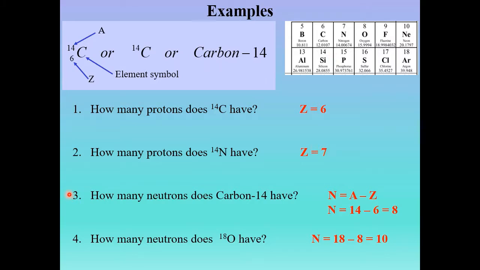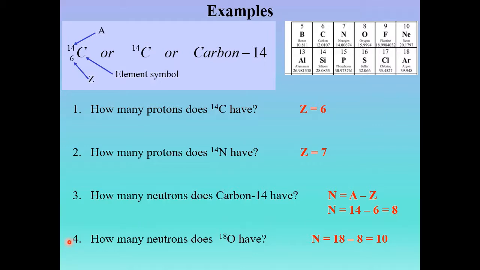Now, number 3 says, how many neutrons does carbon-14 have? Well, we have carbon-14, which is shown right here. Remember, this number down here is the number of protons. This number is A, which is the total number of protons and neutrons. So the neutron number is equal to A minus Z. So we have 14 total minus 6 protons gives us our answer, 8 neutrons.